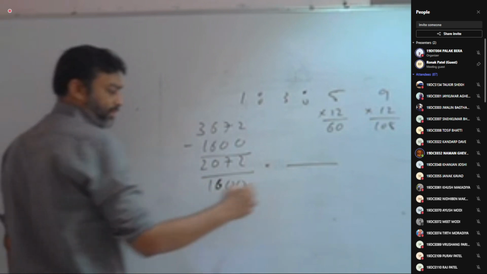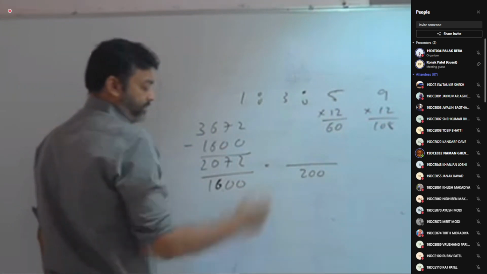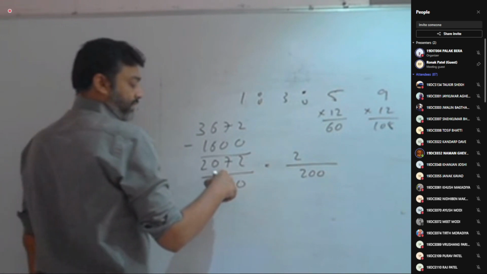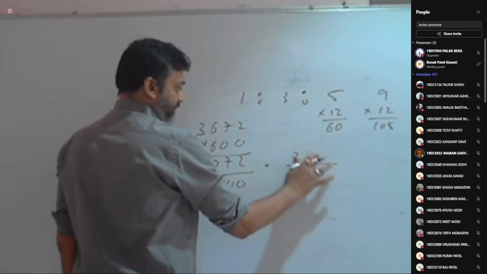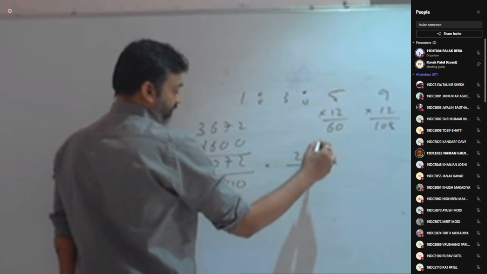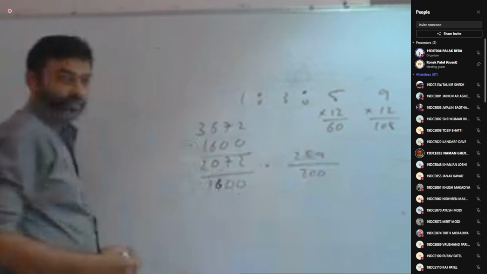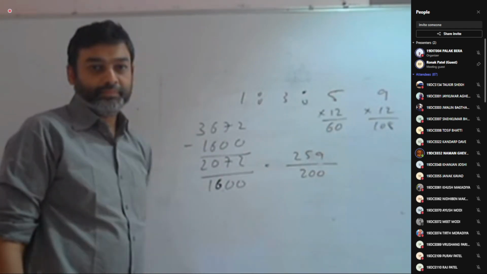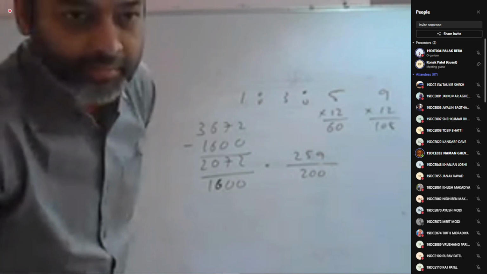Both are divisible by 8. 8 twos are 16, 8 fives are 40, and 8 nines are 72. So 259 is to 200. This was an easier one. So, next one, 19.